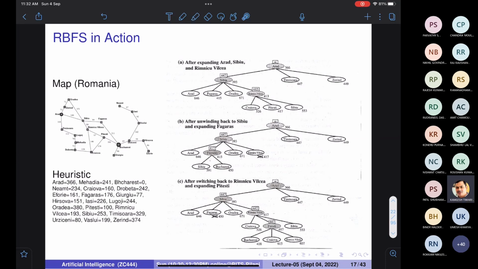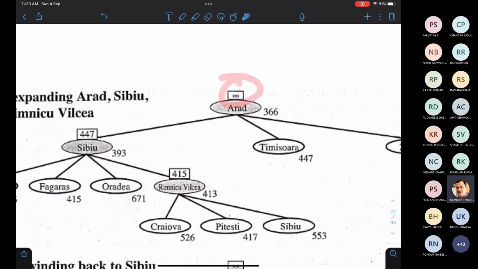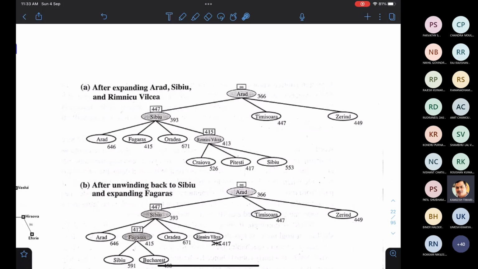RBFS algorithm says that initially, till now I don't know, but from the root it explores, for example, Sibiu, Timisoara, Zerind, whatever values we have earlier seen in the previous thing: 393, 447, 449, that is the addition of the distance and everything. So you see that this is the minimum one, 393. You are going to explore in this particular direction. However, the next minimum value, you are also going to supply over here, 447. So with Sibiu, two values are available. Because it's the minimum, I'm going to explore from here, but I know that till now the minimum is 447.